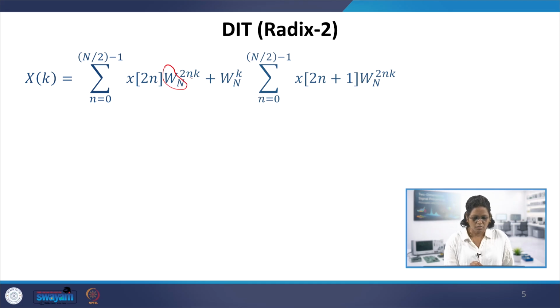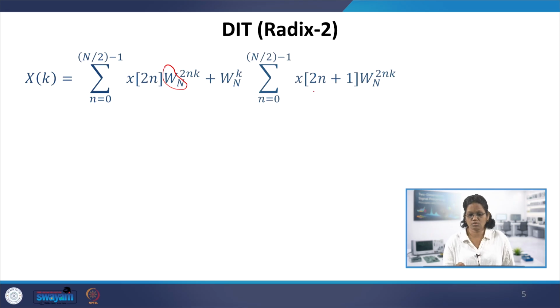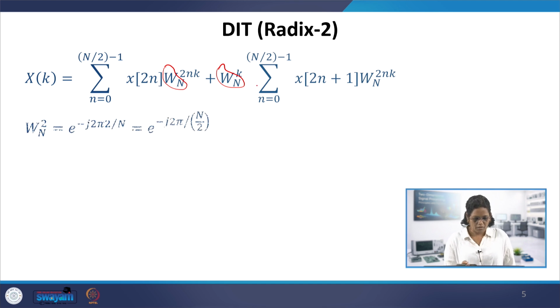Okay, so W suffix N and 2nk from here, and similarly the x2nk is also here; we have done WN2, and this has also made WN. So the total factor is replaced by e power minus j2 pi by N. Now for the simplification, what is WN square? WN is e power minus j2 pi by N.